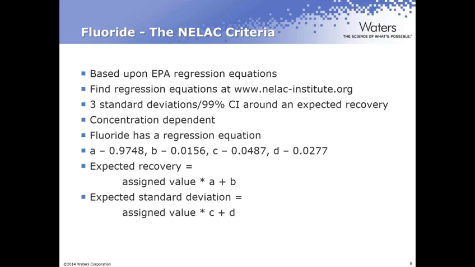So your expected recovery will be whatever the assigned value is, that's whatever we spike into the sample for fluoride, times your A factor plus your B factor. Then your expected standard deviation will be your assigned value, again, whatever we spike into the sample, times your C factor plus your D factor. So that's how we calculate your acceptance limits.